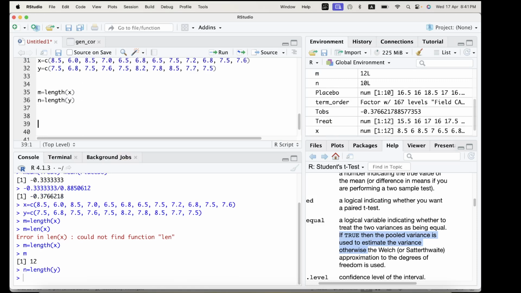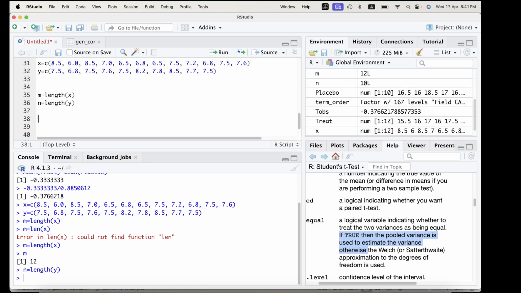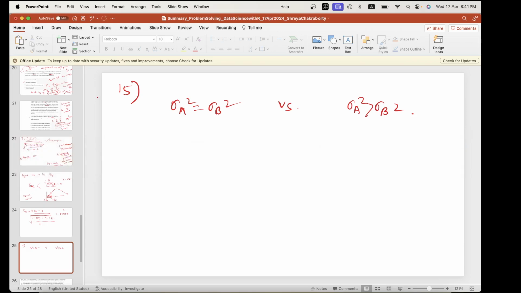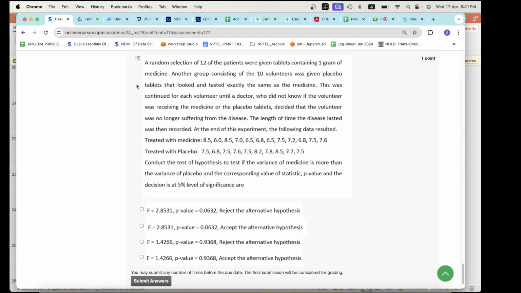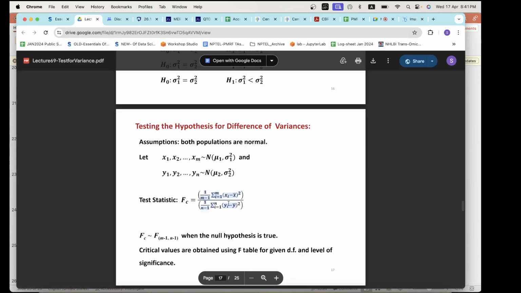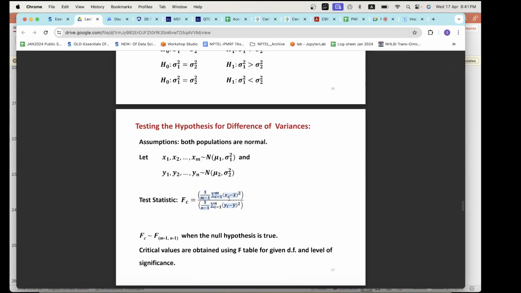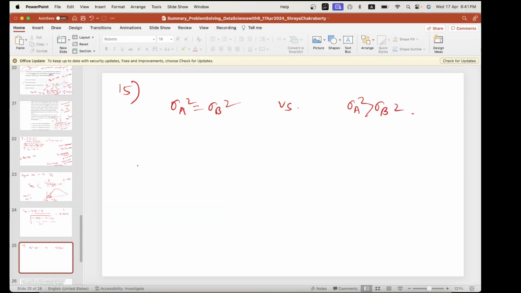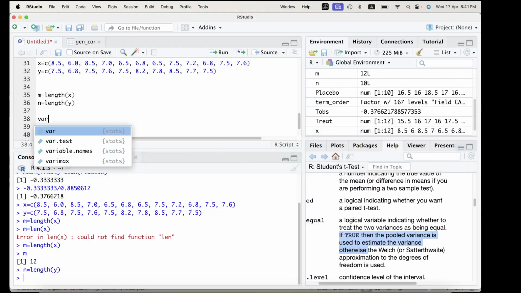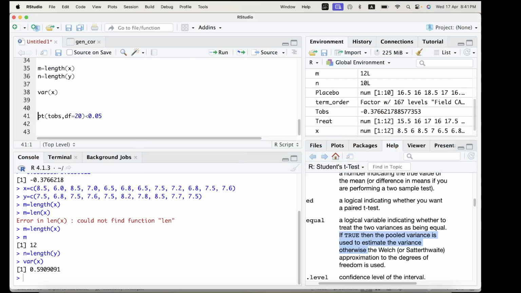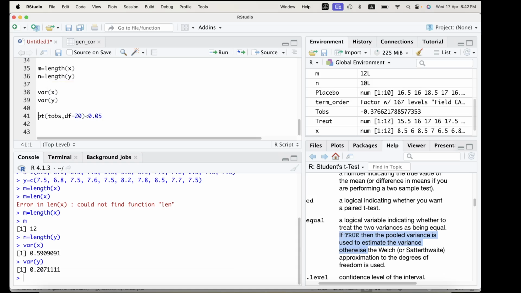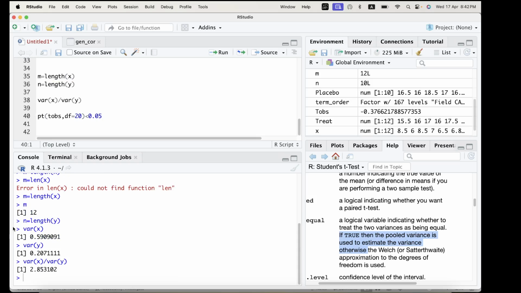So here what do I have to do? If you see the lecture, this is actually variance of x, and down you have variance of y. Variance of x is 0.59. Variance of y is 0.20. So the ratio is 2.85. This you have to compare with the QF.